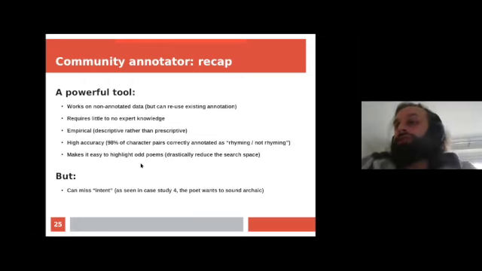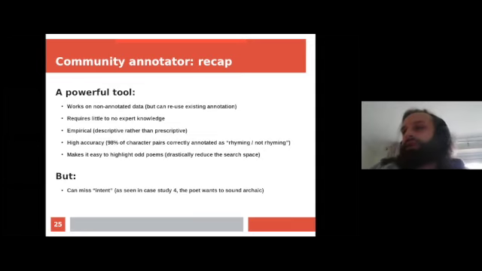And it makes it very easy to highlight odd poems. So out of a corpus of 250,000 poems, being able to find this interesting example was very easy, and I didn't have to sift through hundreds and hundreds of poems or thousands. And of course, as we've seen in case study 4, the problem is that as a set annotator, it misses the intent sometimes. But at the same time, the fact that it missed the intent in the last case study kind of gave us some interesting discussion.